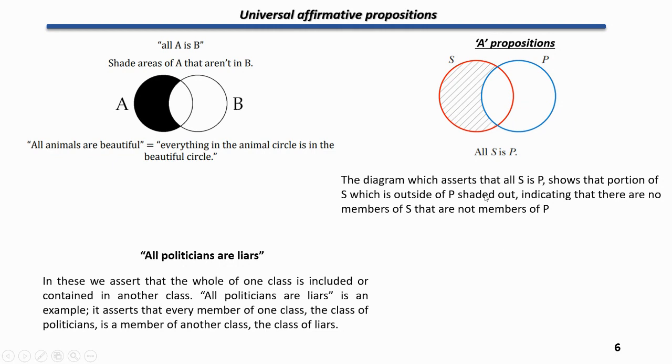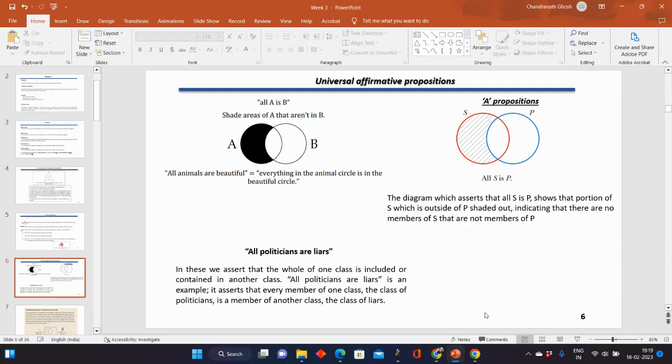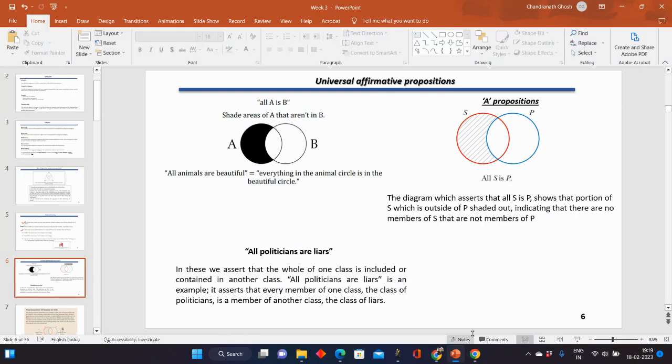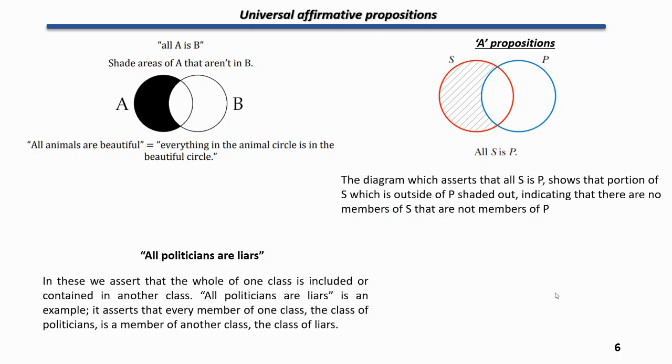So the diagram which asserts that, here it is. I have taken it from two different sources. In one case it is taken as A and B, and in the other case it is S and P. S stands for subject class and P stands for predicate class, as I have told earlier. So I'll discuss in this way only, and both the examples are there.